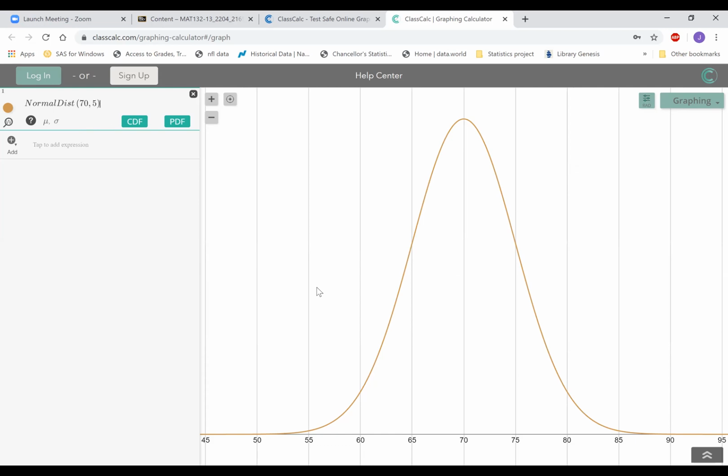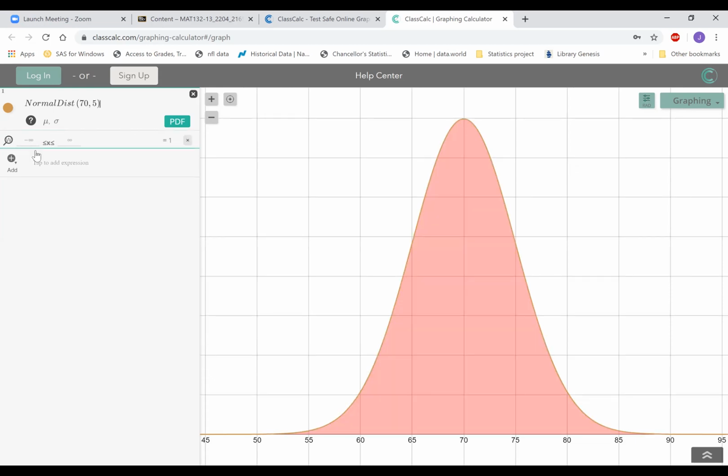Then you want to hit the CDF button. The left one is the lower bound, the right one is the upper bound. For the lower bound, we said it was 67. The upper bound is just positive infinity. And if you look at that, it gives us the probability. So the probability that X bar is greater than 67 is equal to 0.7257.